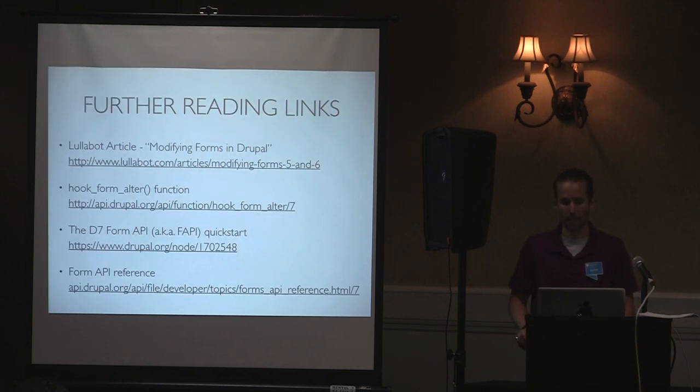And I got a couple further reading links. There's a really good article that came out a few years ago from Lullabot on this. And there's lots of videos you can pay to watch as well on Drupalize Me and Build a Module and whatnot on how to do this. But there's a really good article that talks about the majority of what I've talked about today. I've got links here to the API documentation for hook_form_alter. There's a Form API quick start that covers a lot of the different types of form elements that you can make. And there's that Form API reference, which is that big grid that I showed that had all of the different types of fields and the attributes that you can add to them.